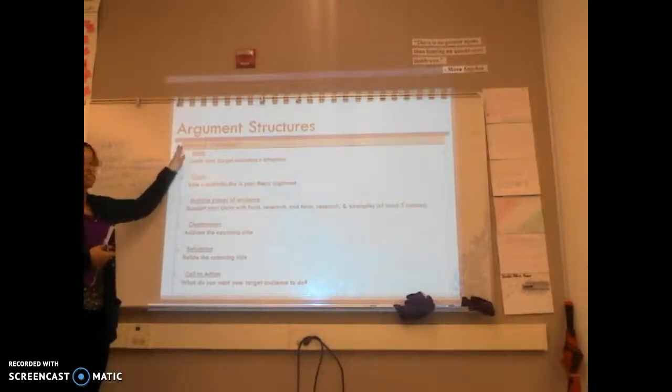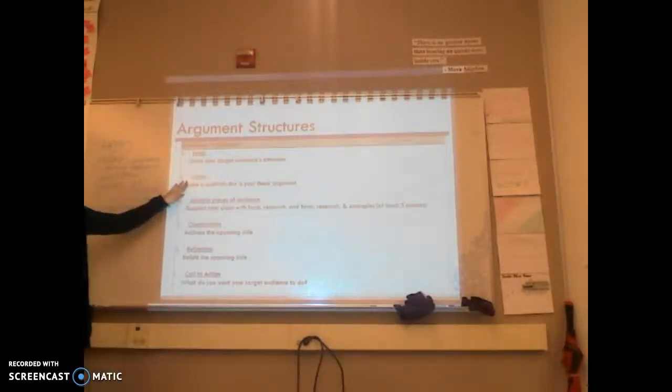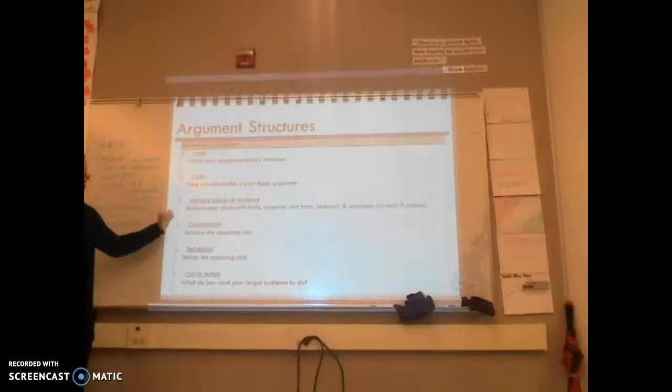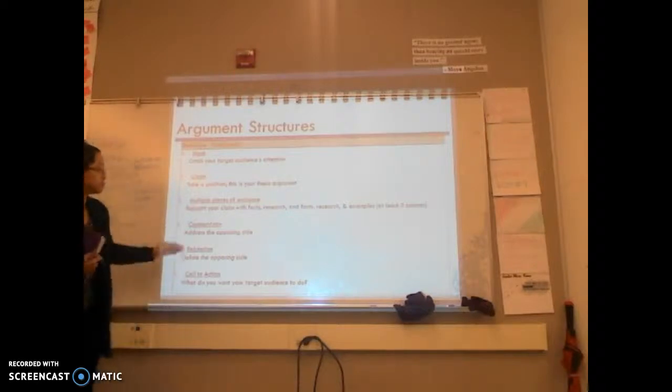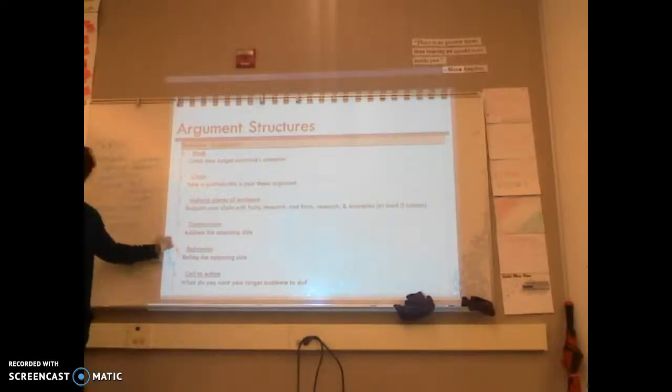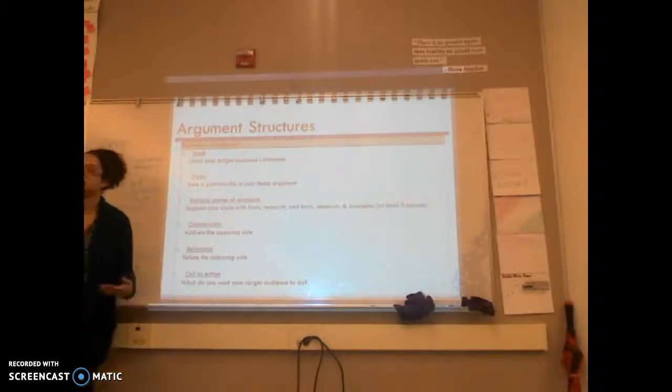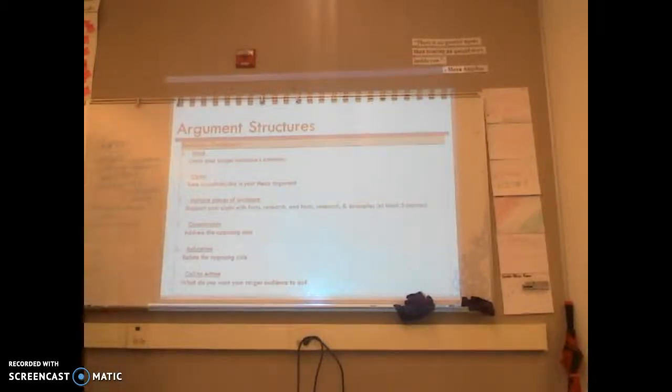Then for the deductive model, you move on to the claim. So you're saying your position, what you think. Then you give evidence, multiple pieces of it, not just one. You give your counterclaim. So you are acknowledging what the other side says, just like you did in your persuasive speeches. You refute it. So why is the other side wrong? And then you give a call to action. What is your audience supposed to do? Yep, you're writing this down. Page 60.